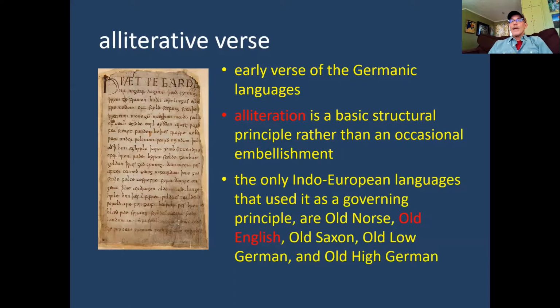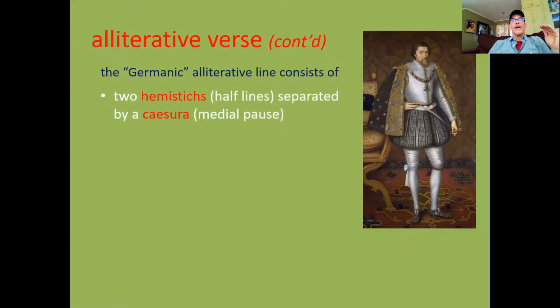The only Indo-European languages that used it as a governing principle in their writing of poetry are Old Norse, Old English, Old Saxon, Old Low German, and Old High German, okay? So in the Germanic alliterative verse, I'm getting super technical here. I'm not expecting you to necessarily memorize this. If we're in a modern and contemporary poetry class, I just want to tell you what this stuff is. I'm big on giving you the information, and you do with it what you want, okay? But you don't necessarily have to memorize this unless we're studying Beowulf, or a cadenced hymn or whatever, then you need to know it for sure, okay?